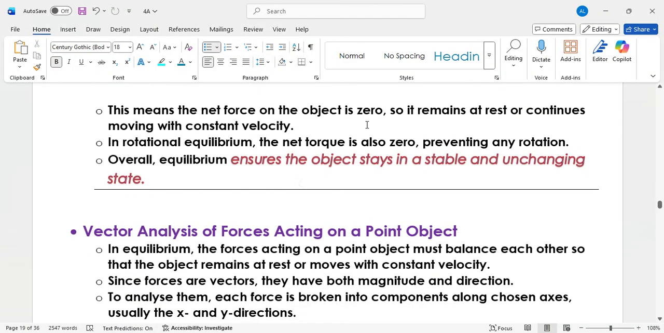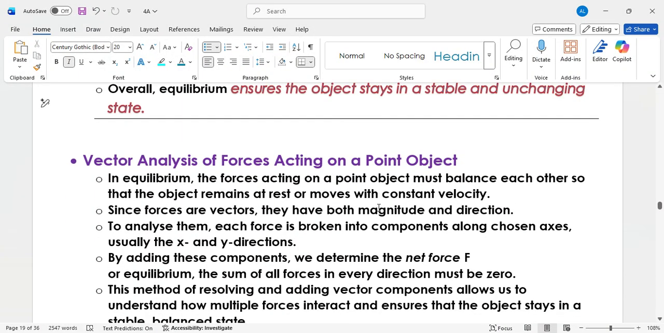This means the net force on an object is zero, so it remains at rest or continues moving with constant velocity. Right? In rotational equilibrium, the net torque is also zero, preventing any rotation. Overall, equilibrium ensures the object stays in a stable and unchanging state. So it's important. Equilibrium is asked, but mostly kinetic and static friction questions are asked, or the three laws of Newton, or vector, scalar, displacement, distance, etc.